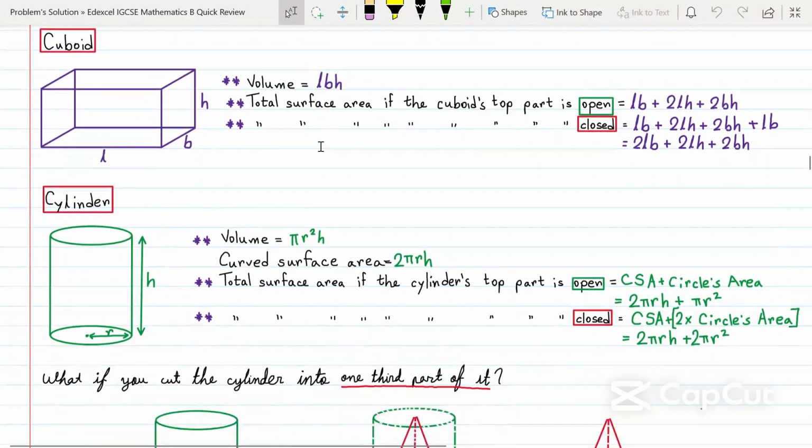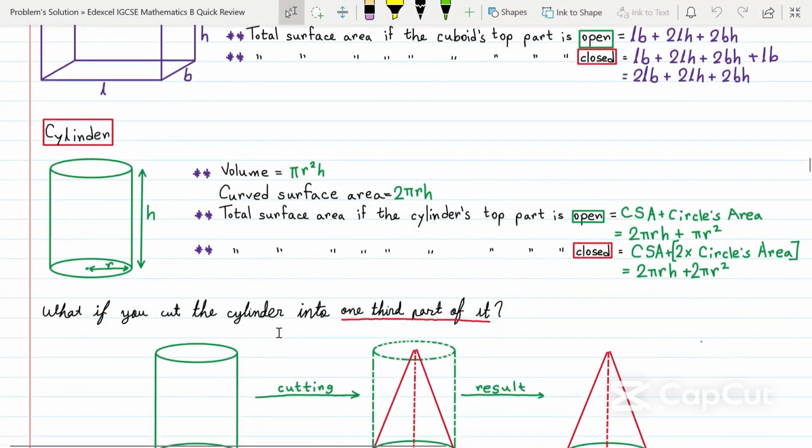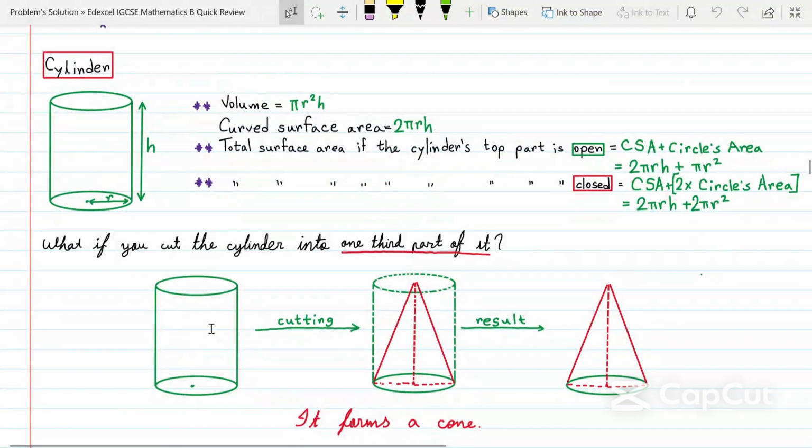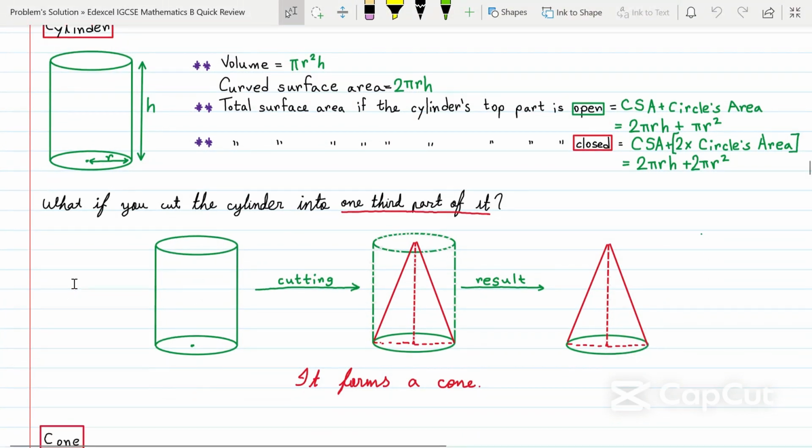Now here you have a question: what if you cut the whole cylinder into one third part of it? Here is the cylinder, cutting in progress, and this is the result. This shape is called a cone. You must have seen a conical shape. If you celebrate birthdays, you must have worn a hat over your head, and you must have eaten ice cream of a conical shape, etc. So now let's discuss the cone.